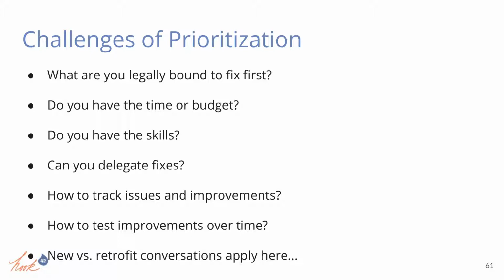But if you need to prioritize how to fix things, ask yourself some questions about which you have to fix first. Do you have time or budget? Do you get the low-hanging fruit ones out? Do you have the skills? Can you delegate fixes, right? And how do you track that they've even been fixed? That's like choosing a test suite that you can use over time to say, oh yeah, I have fixed this and the test does not error anymore, that type of thing.